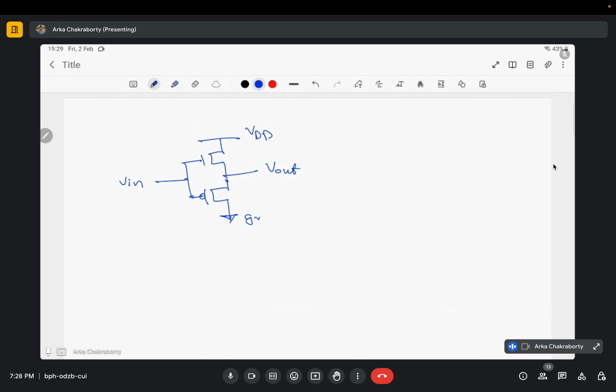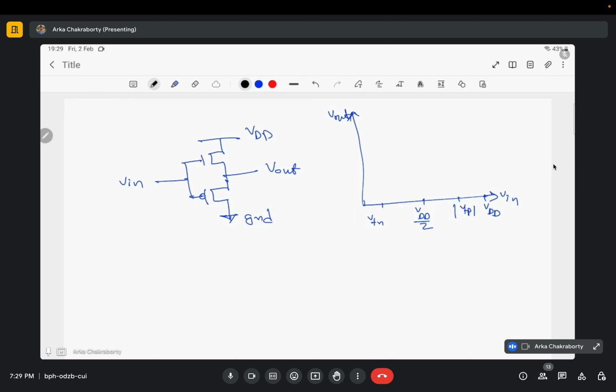This is VDD, this is ground. Okay, so now let's see what happens. This is my V input, this is my V output. Say my V input is small. Let me divide the input range at VTN, VDD by 2 minus mod of VTP, and VDD. Okay, let's see what happens.